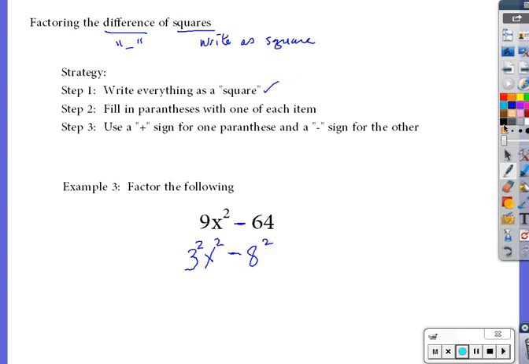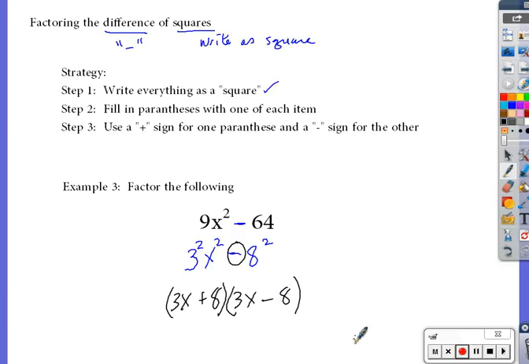The second step is to take all of those and split them up. You have 2 of everything, so we have 2 sets of parentheses. You put 1 of each in each set of parentheses. So a 3 here and a 3 here, because there's 3 squared. There's 2 of them: an x here and an x here, an 8 here and an 8 here. The only way to multiply and get a negative is if you have a positive and a negative.